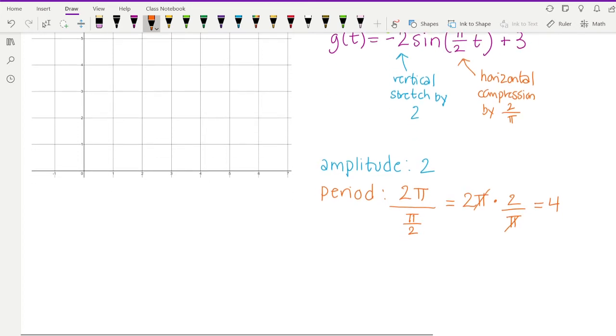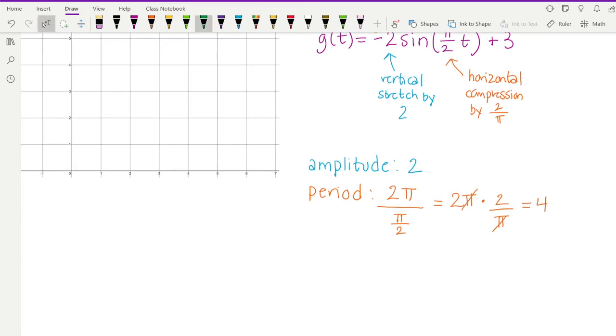And then the last thing we see is that because we shifted the graph up by 3, the midline, instead of being at the horizontal axis, is going to be at y equals 3.